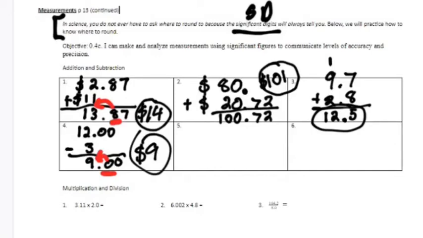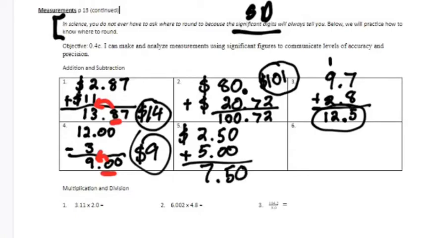Okay? So these next two, I want you to try and then put your answer in and see how we do. So this number 5 is $2.50, and we're going to add $5 to it. When you get that answer, you should have $7.50. And because all of those are the same, the last significant digit on all of them was the hundredths place here. I can keep all three of those. So my answer is $7.50 exactly.